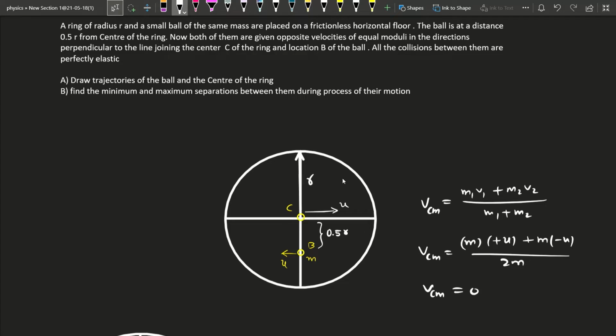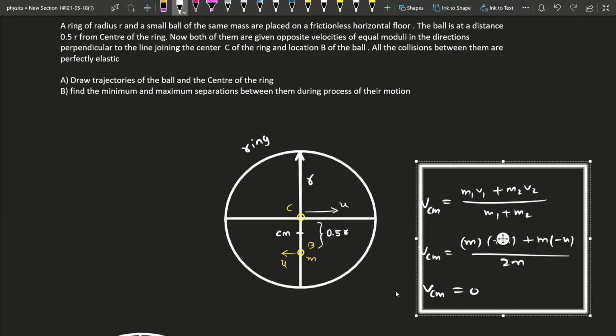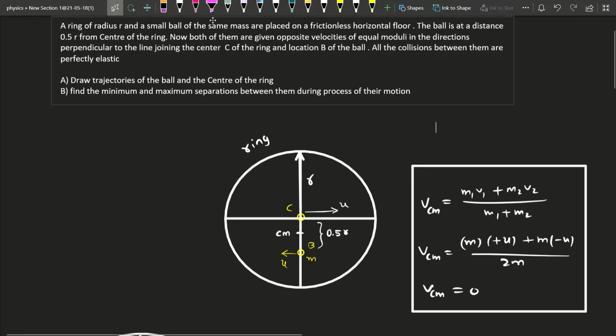That means for this ring and mass system, this is the ring and this is the mass, we can consider this as the position of the center of mass. It lies at a distance of 0.25 r from the center, exactly in between the mass and the center of the ring. The center of mass of the system is not moving at all. It is at rest. So if you observe the entire system from the center of mass point of view, the picture will be very clear and also very simple. So now let us see how to solve this question from the center of mass frame.